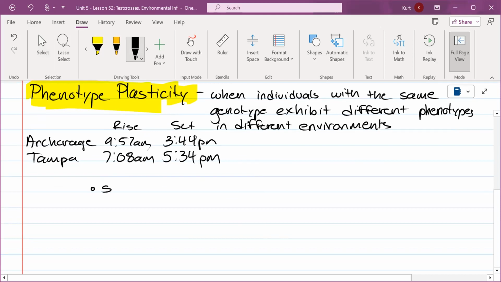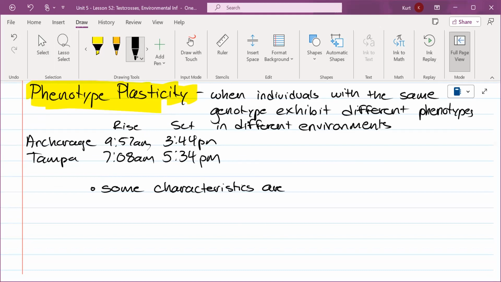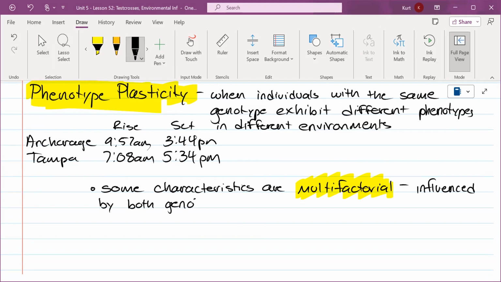Now to continue on, some characteristics are multifactorial. That means they have multiple factors. They're influenced by both genotype, or genetic, and environmental factors.